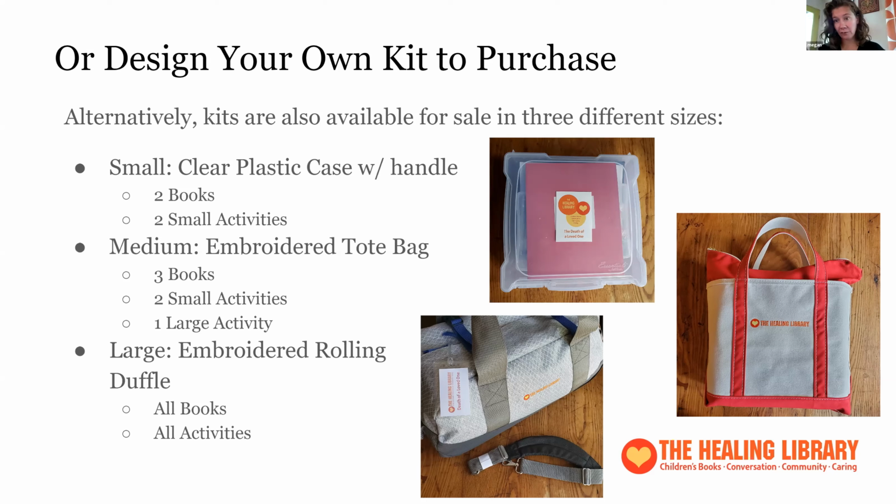Alternatively, kits are available for purchase, and I only wanted to show these so you can spatially understand. The clear plastic case is our version of a small kit that could technically be shelved with your other materials, so there are absolutely no barriers and people could just take it off the shelf and check it out. The tote bag is a tote bag, and then the rolling duffel is the size that has everything in that kit, every book, every activity built out fully.